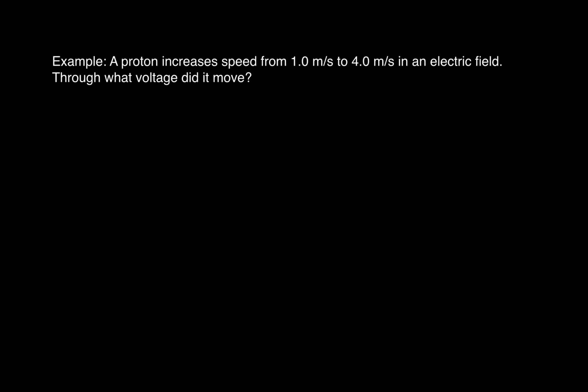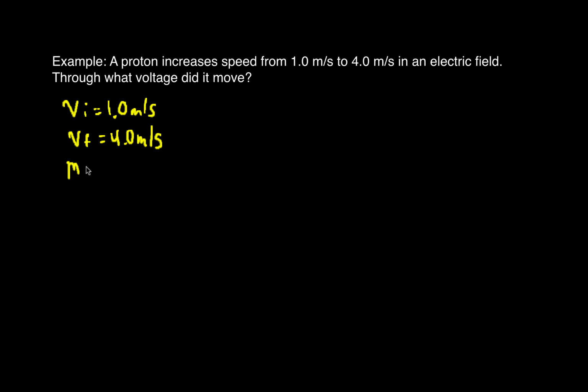The second example: a proton increases speed from 1 meter per second to 4 meters per second in an electric field. Through what voltage did it move? So we have an initial velocity of 1 meter per second and a final velocity of 4 meters per second. This is a time when the symbols start to get a little bit confusing, and that's because voltage and velocity both use the letter V. Voltage is a capital V and velocity is a small v. I'll distinguish my small v's by making one side a little bit curly so you can tell the difference.